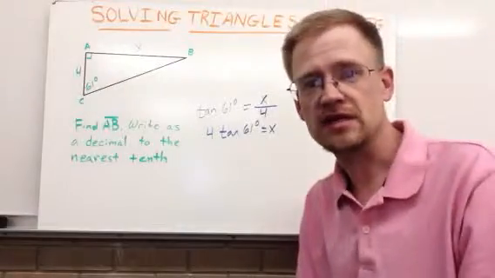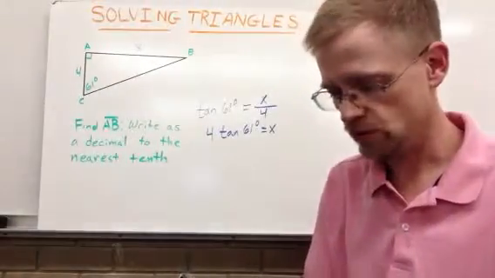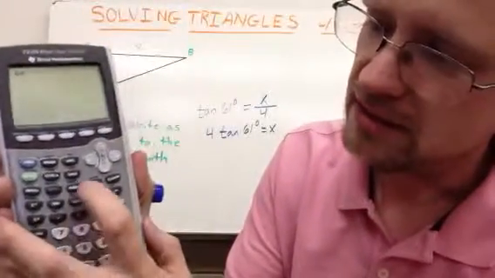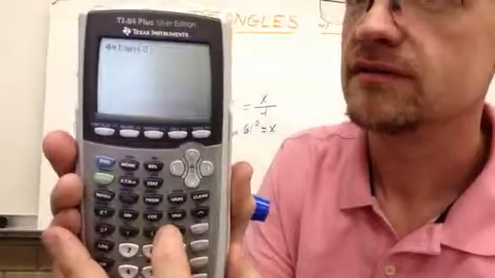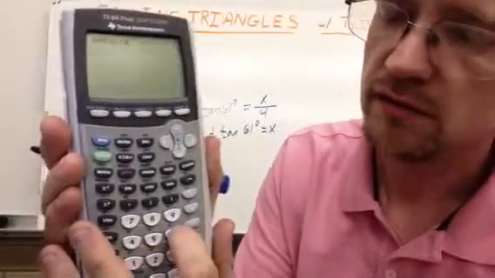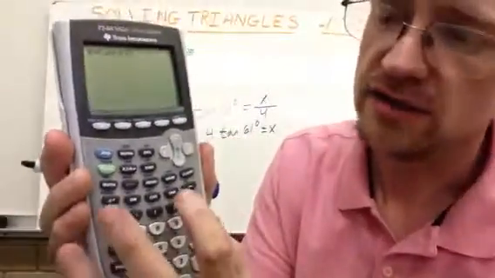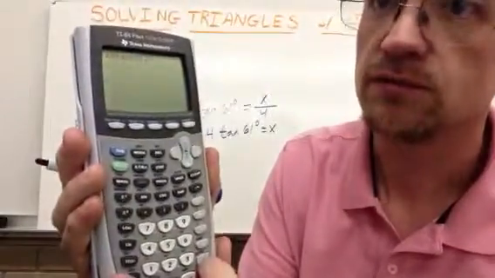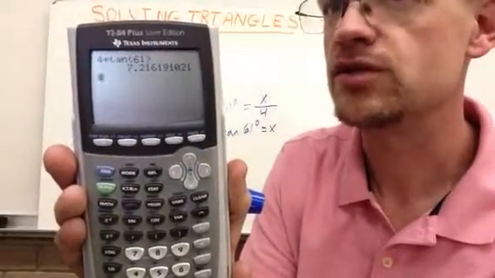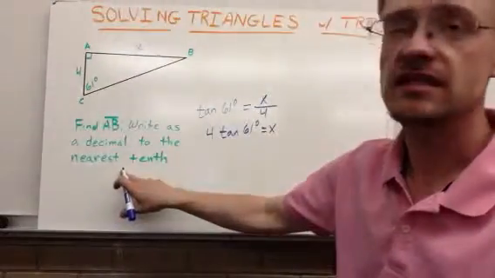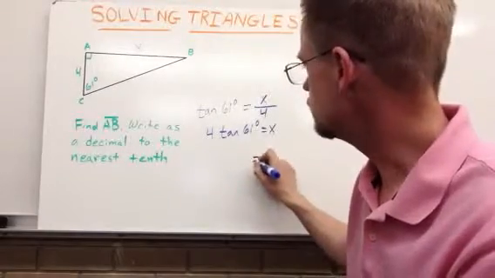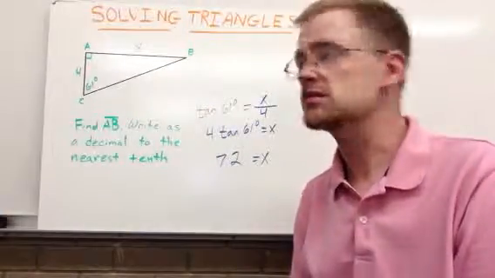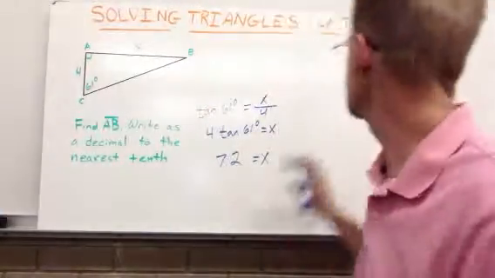At this point, this is plugging it into your calculator, and I'll show you real quick. All we do is do 4 times the tangent of 61. And that's all we need. Close our parentheses. If we hit enter, that's going to give us our answer. There we go, 7.216. We want to round it to the nearest tenth. So x is equal to 7.2. That's going to be the distance from A to B. Let's go to the next one.